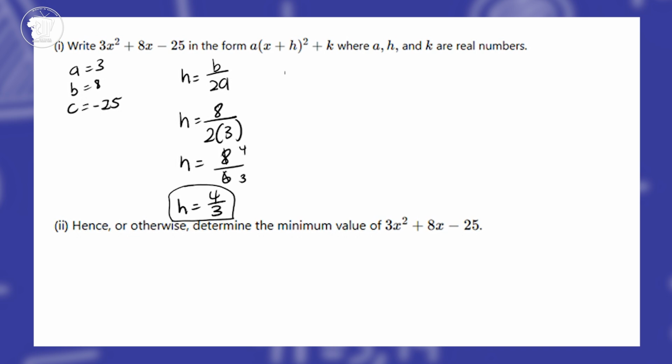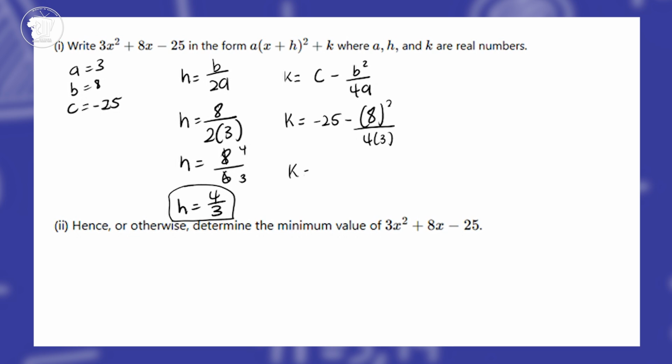The next thing we need to do is find our value for k. There's also a formula that we use to find the value of k. That formula is c minus b squared all over 4a. So c minus b squared all over 4a. We have our values for c, b, and a. So k would be equal to c, which is negative 25, minus b squared, where b is 8 so 8 squared, over 4 multiplied by a, which is 3.